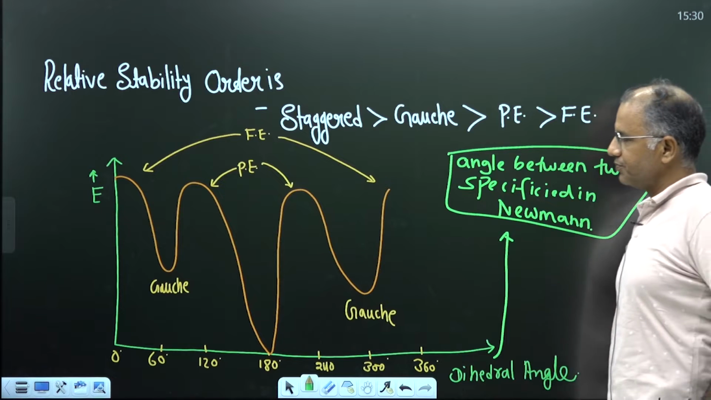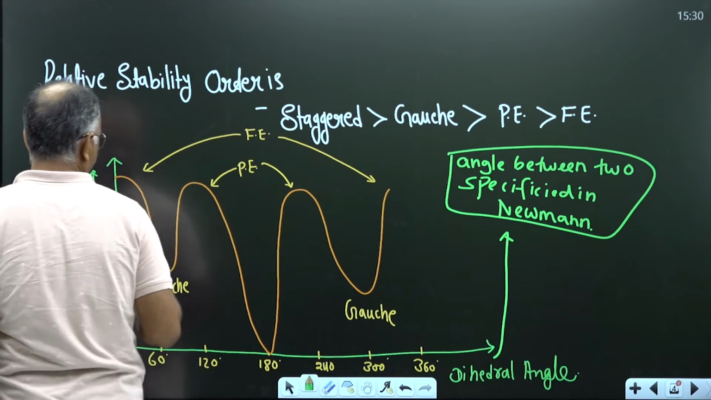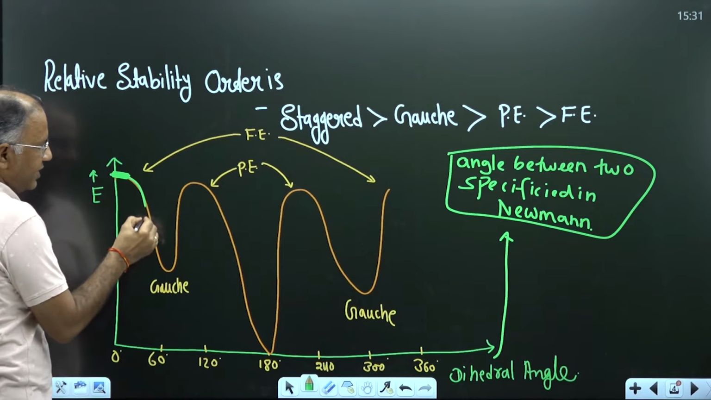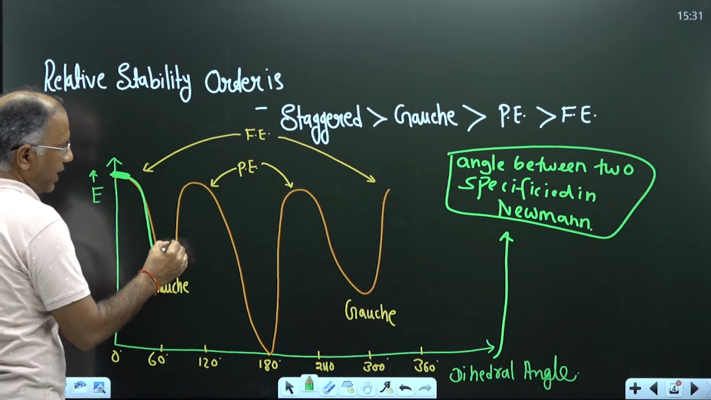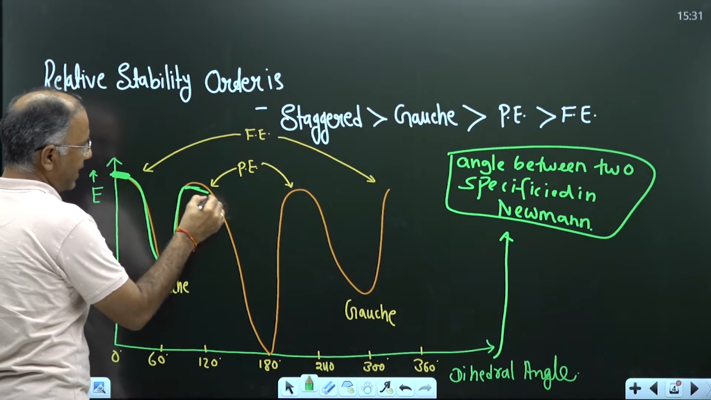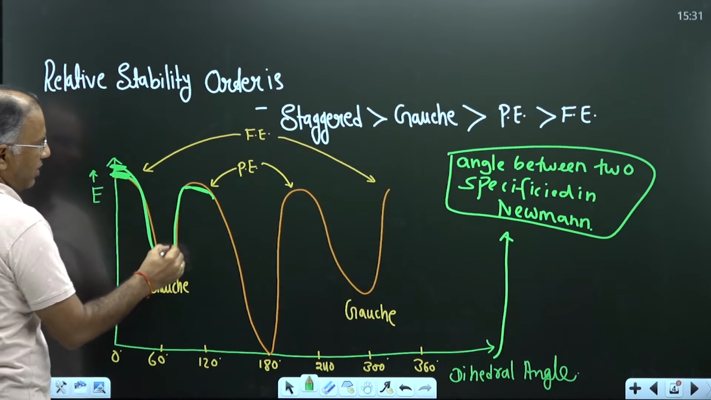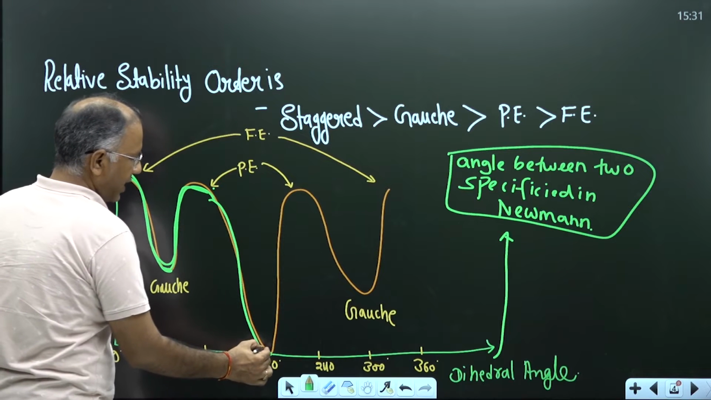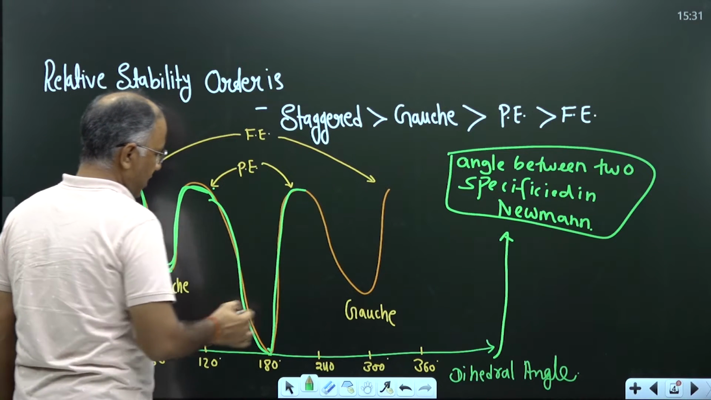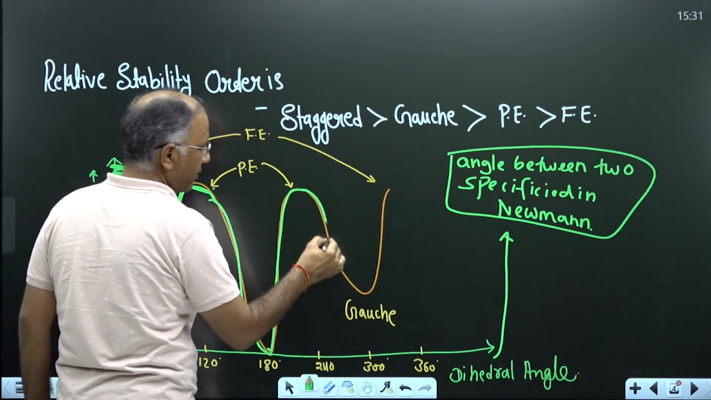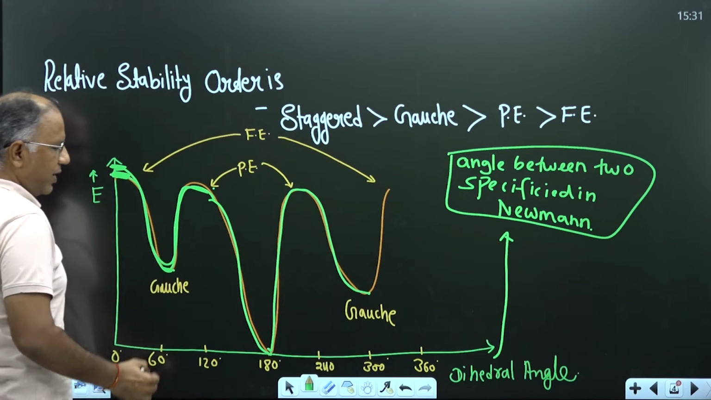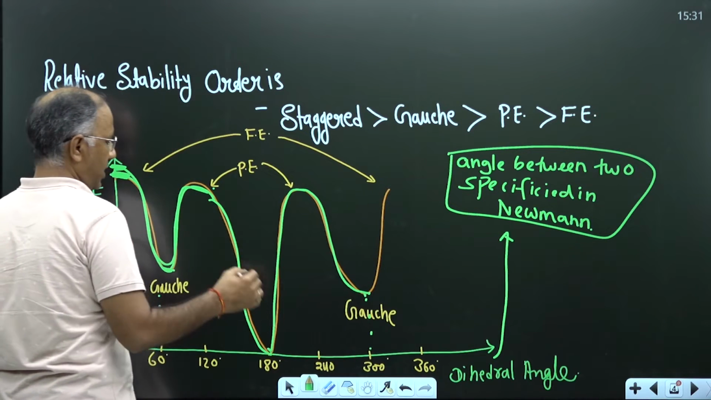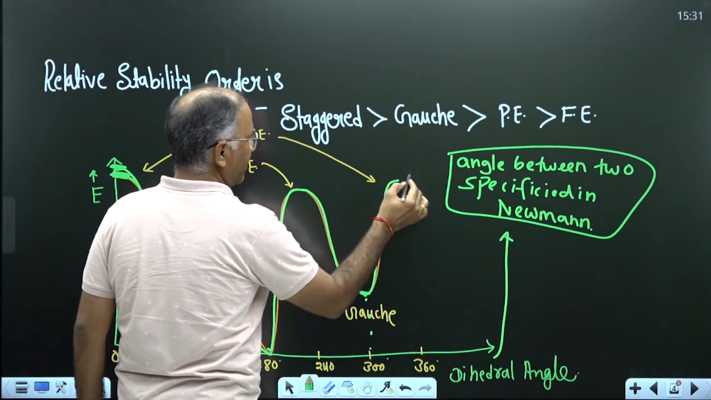Now at 0 degree, this is fully eclipsed, that is, unstable. At 60 degree, it is gauche, and again at 120 degree, it is partially eclipsed. This will be at the highest level, then partially eclipsed. Then at 180 degree, it will be staggered. And again at 240, there will be partially eclipsed. And again, gauche will return at 300. As I explained, the gauche will be at 60 degree and gauche will be at 300 degree. And after 360, again we get fully eclipsed.